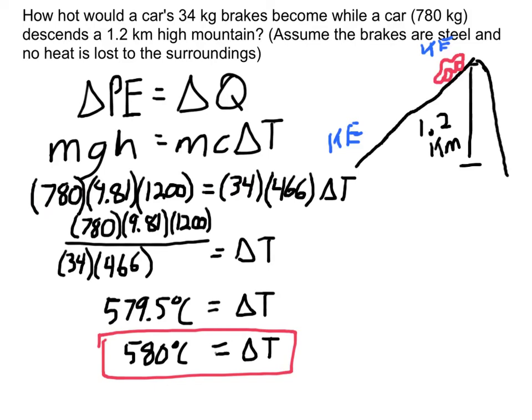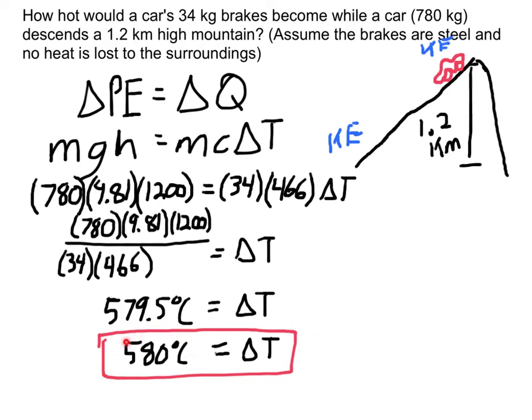Now I purposefully set this up this way, with that incorrect assumption in the very beginning, to demonstrate a couple of things, right? This is a massive change in temperature. So this would be like a car pretty much coming straight down the mountain, just having to ride the brakes the entire time. You're going to get a huge delta T. In other words, your brakes are guaranteed to fail long before 580 degrees Celsius.